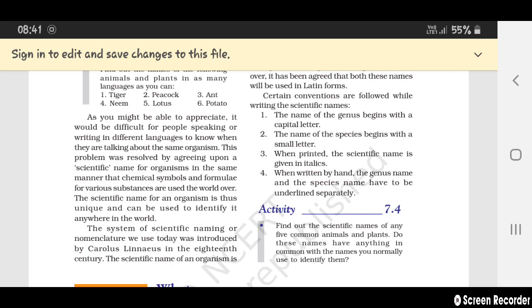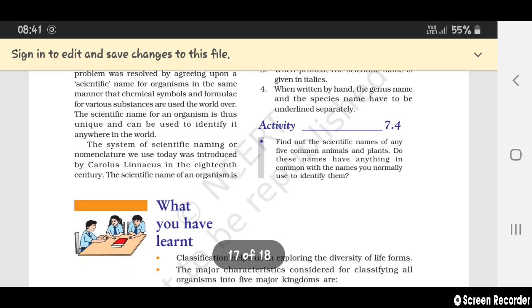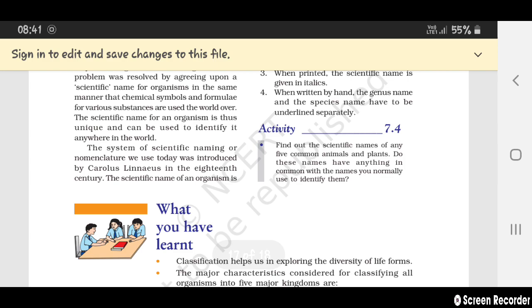So they thought of making the scientific name very unique, so that it can be easily used to identify that organism anywhere in the world. The system of scientific naming, or nomenclature, we use today was introduced by Carolus Linnaeus. So Carolus Linnaeus introduced the scientific naming that we are learning now.